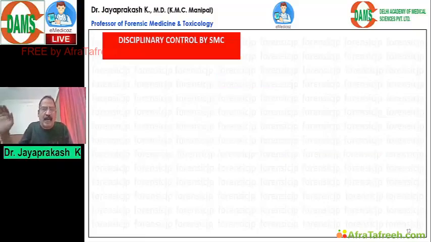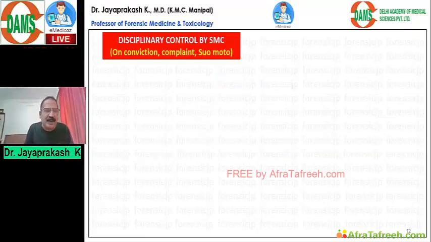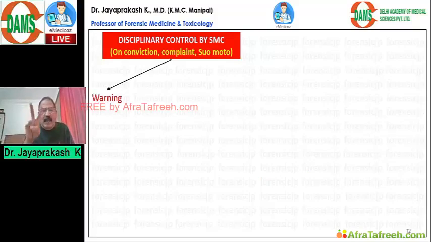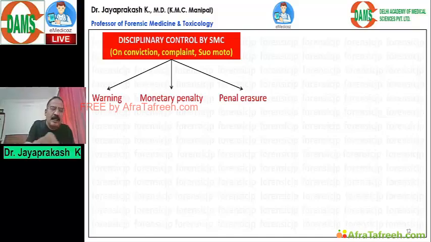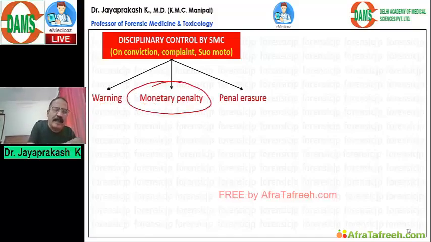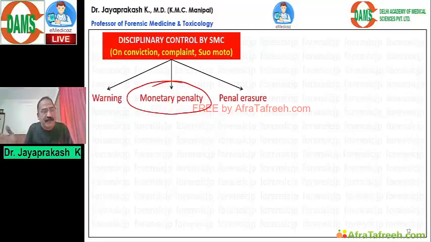And even today, one student asked me a question that some modification is there of the National Medical Commission, and see here. Initially I was telling there are only two disciplinary actions, that is warning and penal erasure. But now there is one more thing called monetary penalty. So maybe a fine also can be imposed by the National Medical Commission. Or else, as I used to teach before NMC, only two: warning and penal erasure.